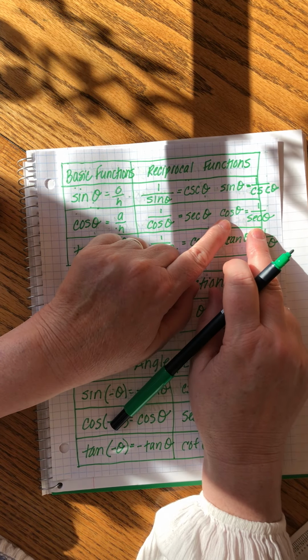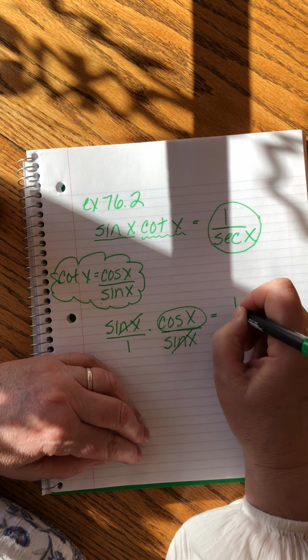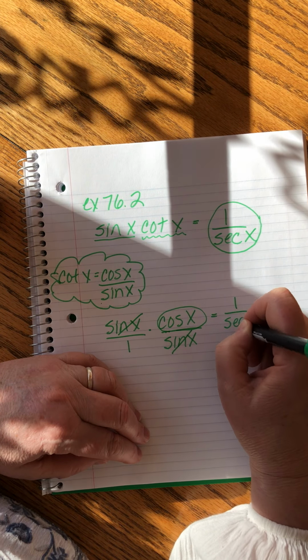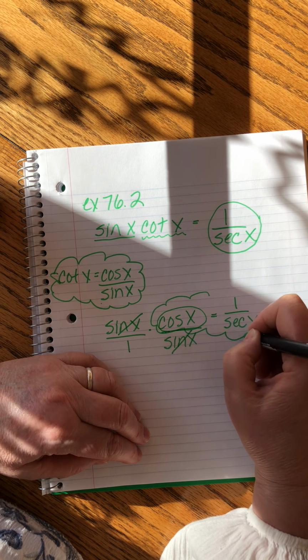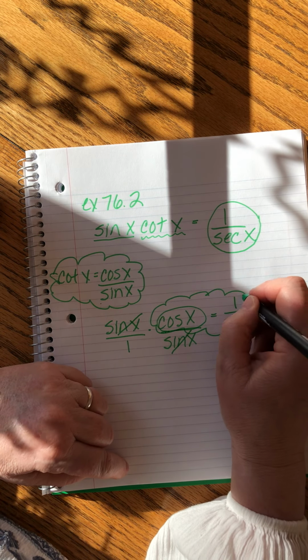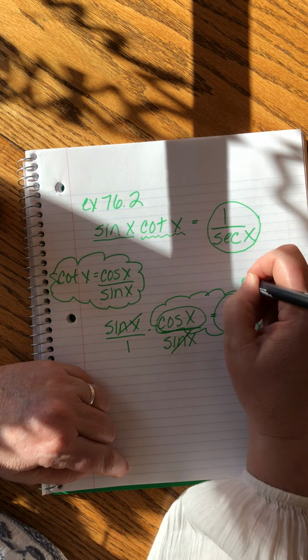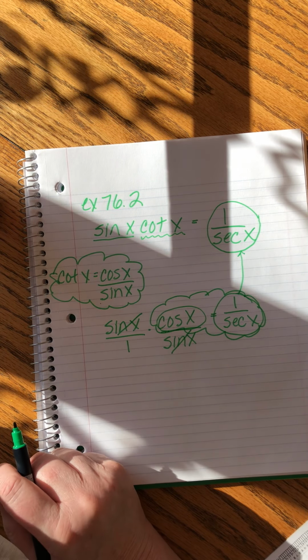So we've got cosine. We can write it as 1 over secant. And this is an identity in and of itself. So I'm just going to put a puffy cloud of knowledge around that. There's the 1 over the secant of x that we wanted. So now they match and we're done. Right?